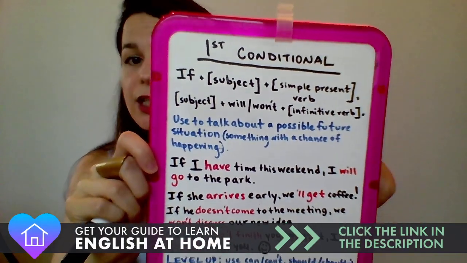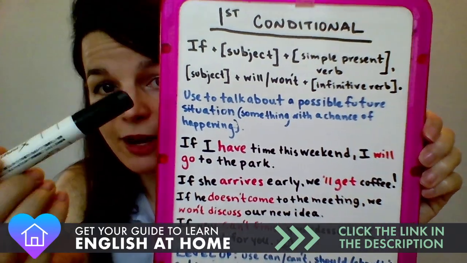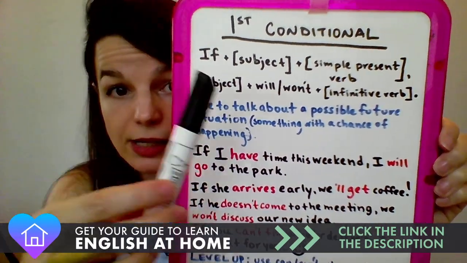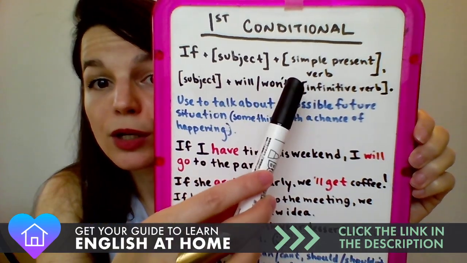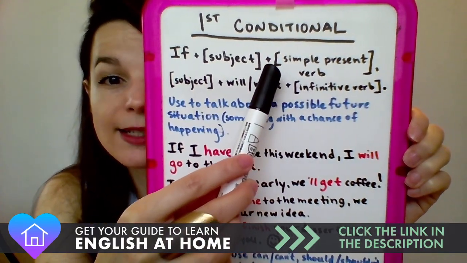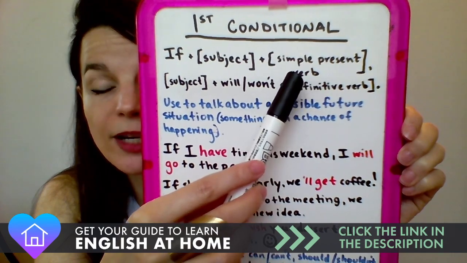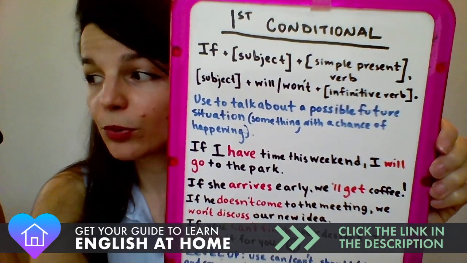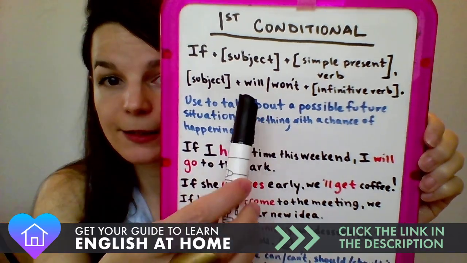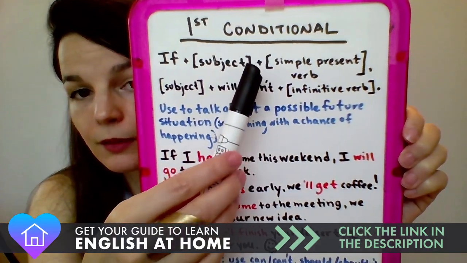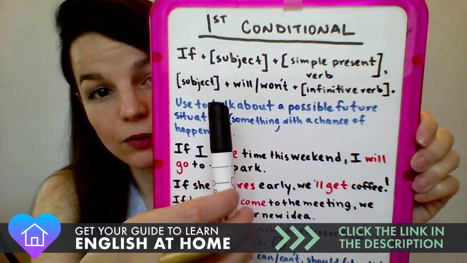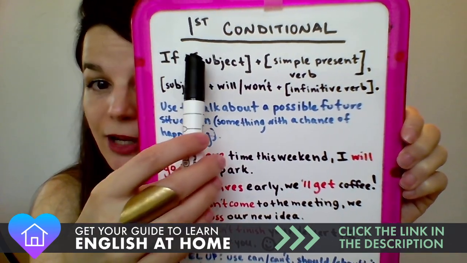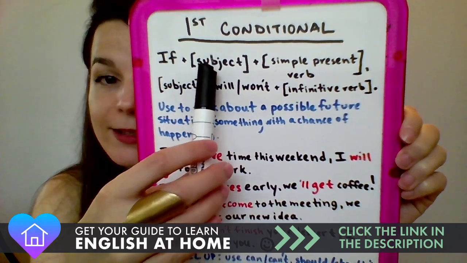To make the first conditional, we use if plus our subject, so like if you or if I or if he and so on. And then we use a simple present tense verb. So simple present verb means we use a simple present tense verb or a simple present tense verb phrase in this part right here. In the main clause for the first conditional, we have a subject. This does not have to match this subject, does not always match this subject.